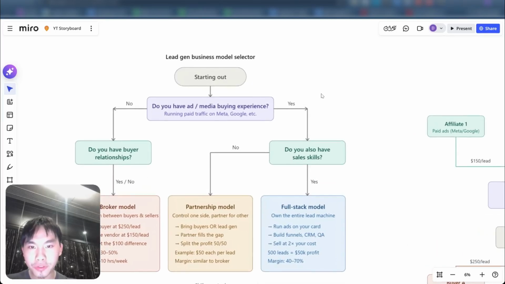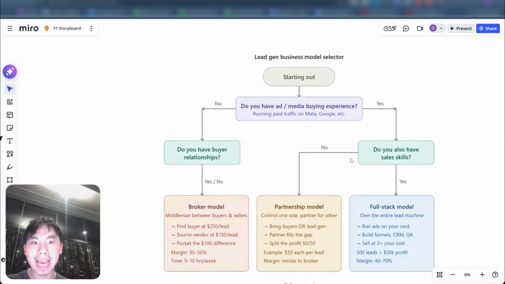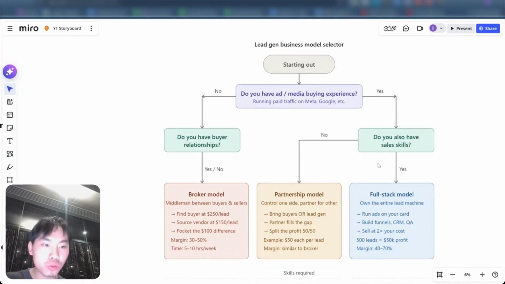All right, in the next 3 minutes, I'm gonna show you exactly which pay per lead model to pursue based on your media buying skills as well as your sales experience. So let's get right started.